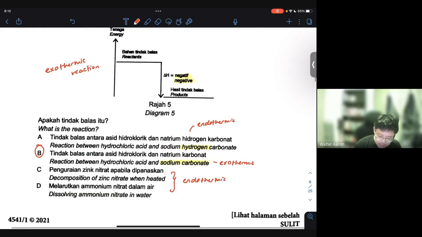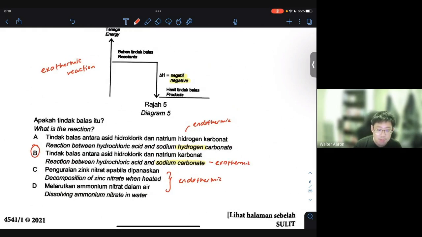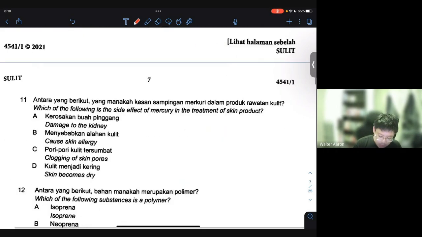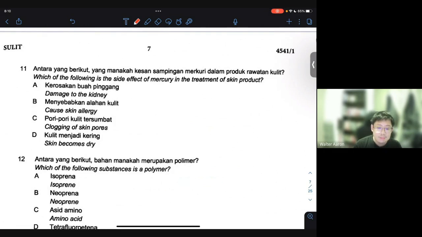So the best answer here will be boil. That shows you the only exothermic reaction there. 11, which of the following is a side effect of mercury in the treatment of skin product? Mercury is known to be able to damage organs if it were to go into your bloodstream, and also causes nervous system damage. So I would say the best answer for number 11 here, which represents the closest one that's mentioned, will be damage to the kidney.